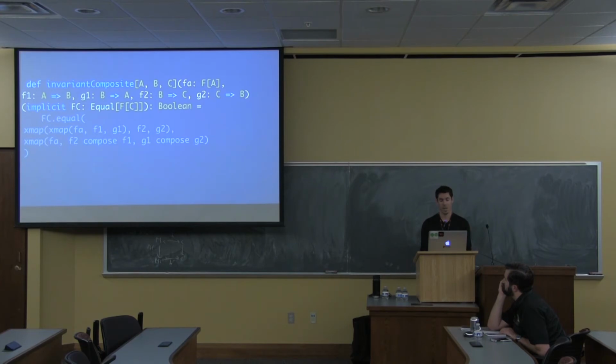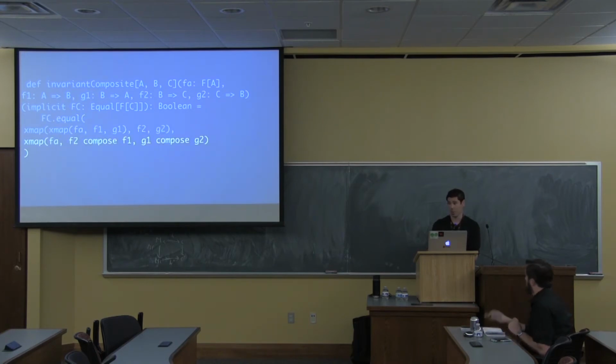So invariant has its own laws that are kind of gnarly, but it's pretty similar to all the other functor laws, right? We're just taking functions that go A to B and B to A and B to C and C to B. We're making sure that when we xmap twice with the different functions, it's the same thing as when we xmap with the two functions composed going both ways.